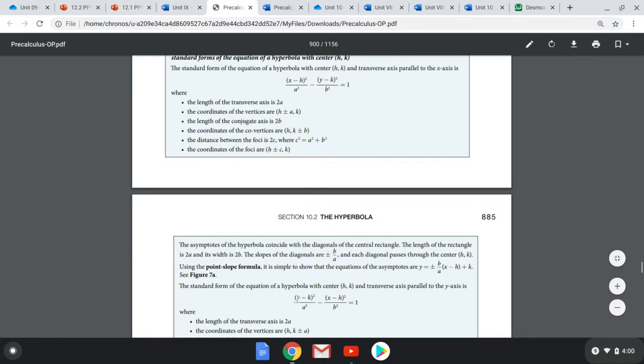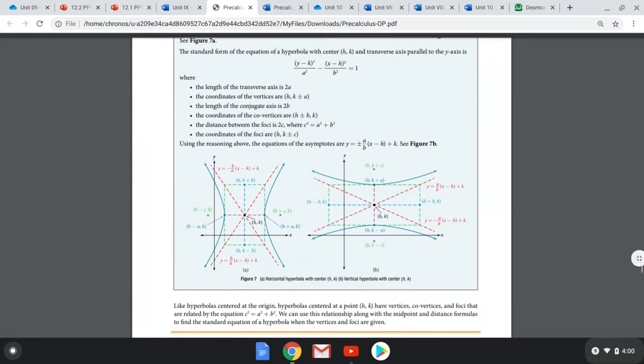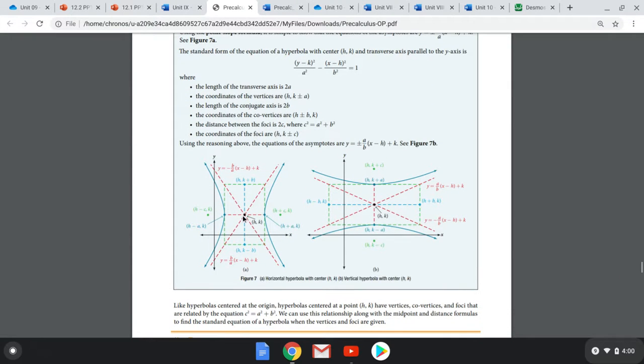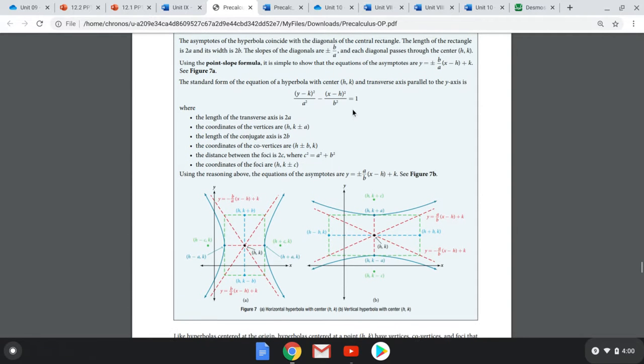But notice A is always under the front term because A is going to be the distance from the center to a vertex. It could be right and left, it could be up and down, but it's always the distance from the center to a vertex. So this is A, this is B. And then C is going to be the distance from the center to the focus. Okay. So those are the pieces of your equation.